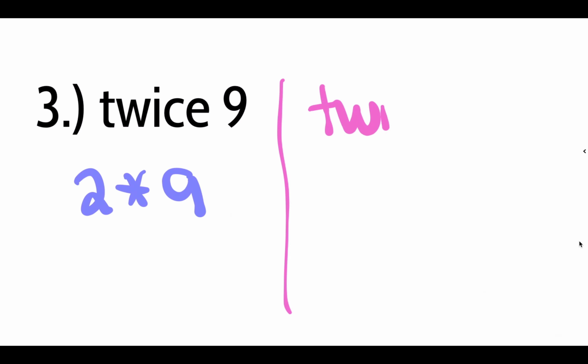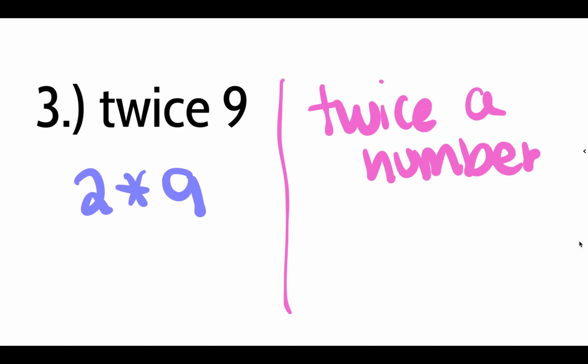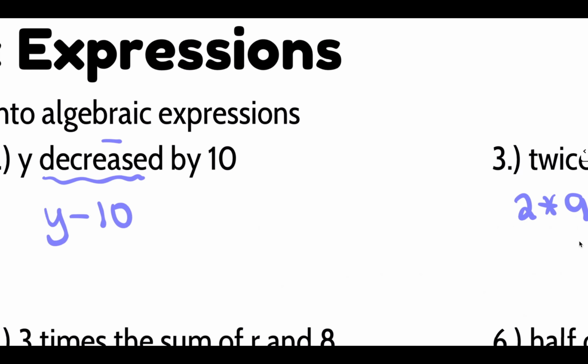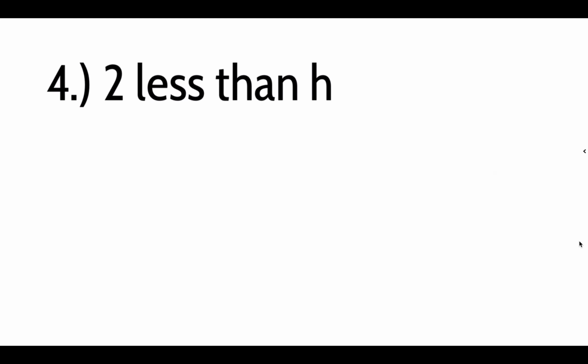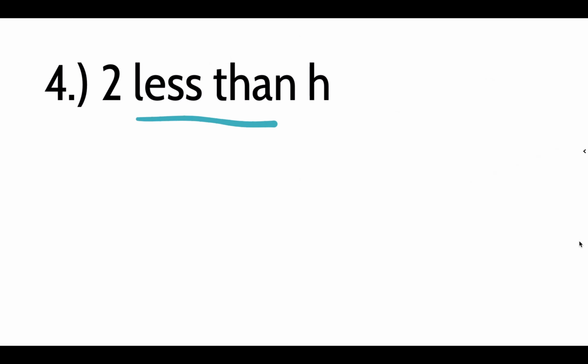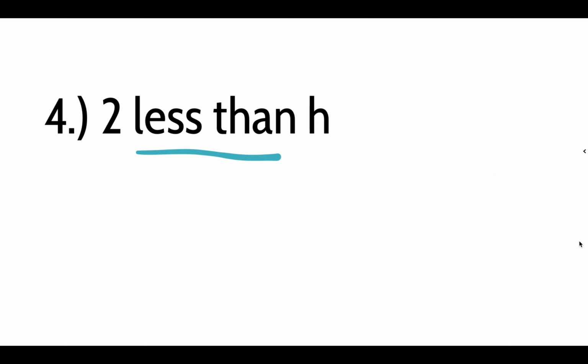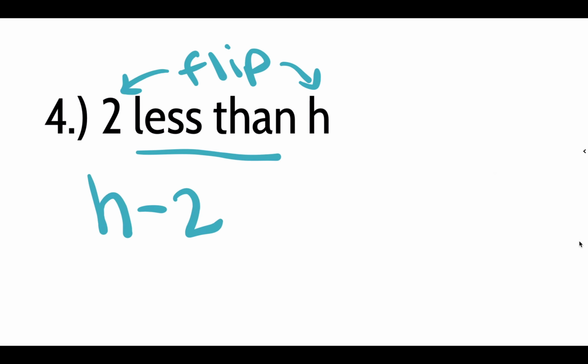If we had twice a number, so if we had something like that, twice a number, that would be 2x. Okay, here's that less than. So that means we're going to be flipping. Okay, so the 2 and the h flip. So this is actually h minus 2. Okay, so that's going to be subtraction, but just flip.